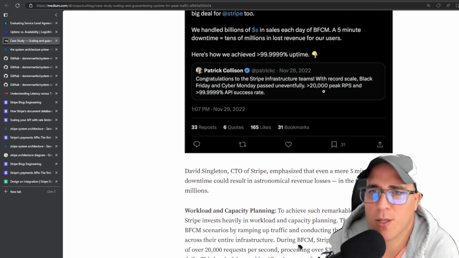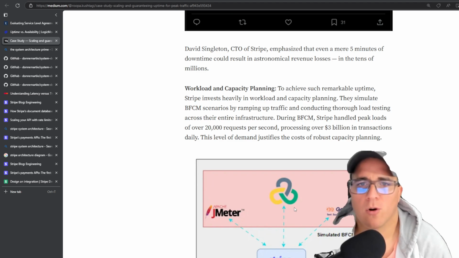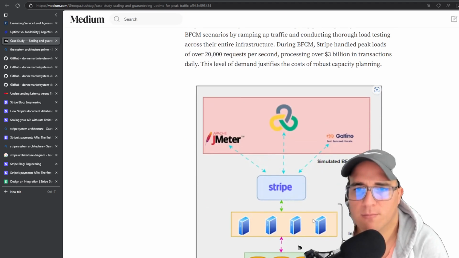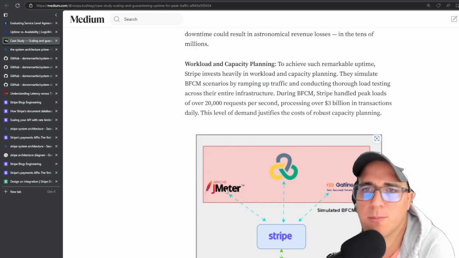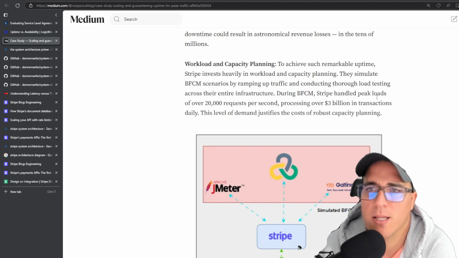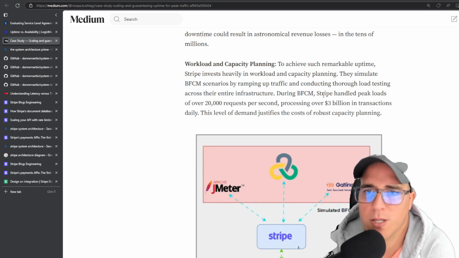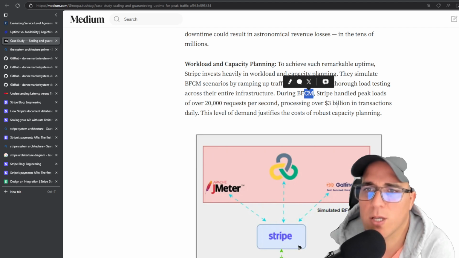20,000 peak requests per second. Here's how this was done. Workload and capacity planning. To achieve such remarkable uptime, Stripe invested heavily in workload and capacity planning. They simulate BFCM scenarios by ramping up traffic and conducting thorough load testing across the entire infrastructure. During BFCM, Stripe handled peak loads of over 20,000 requests per second, processing over 3 billion in transactions daily. This level of demand justified the cost of robust capacity planning.